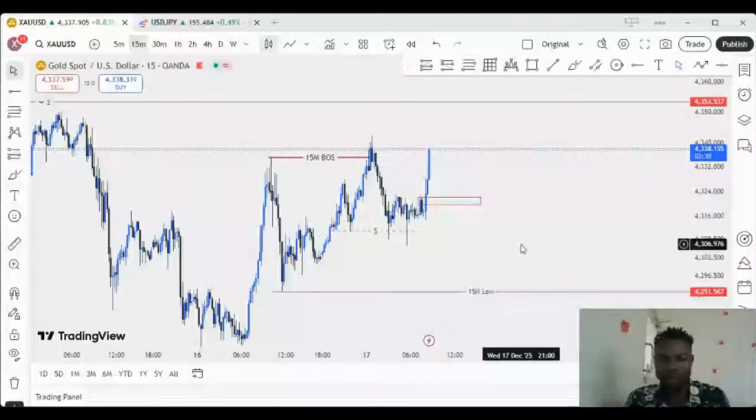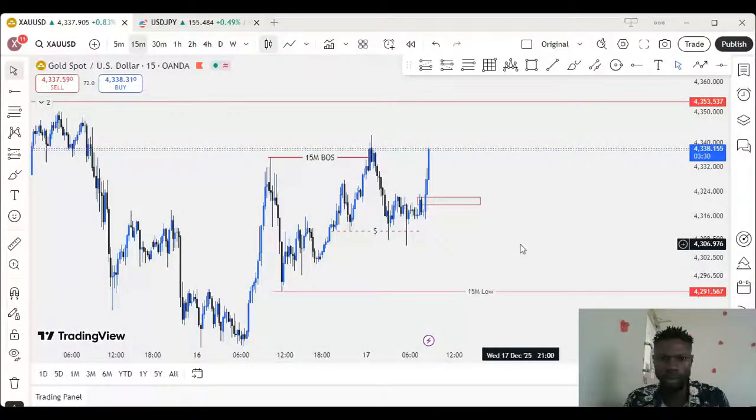Gold is just flexing muscle, man. We have won 310 pips now.